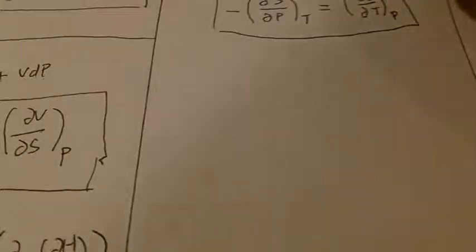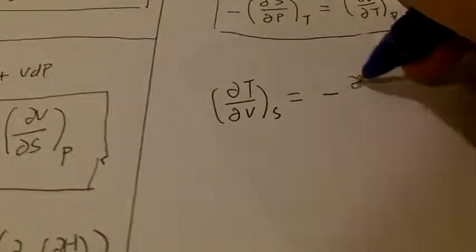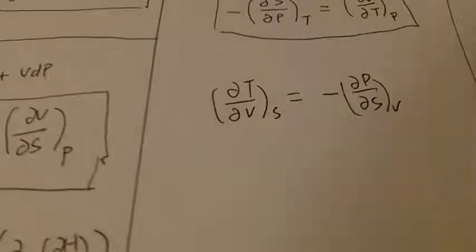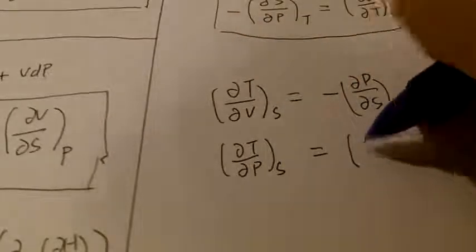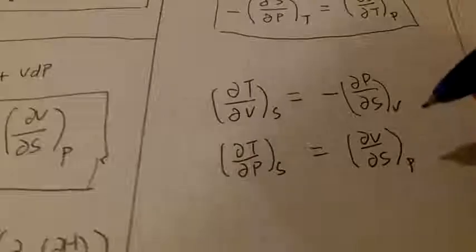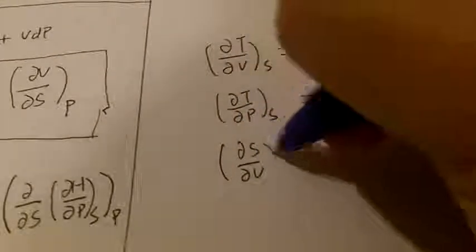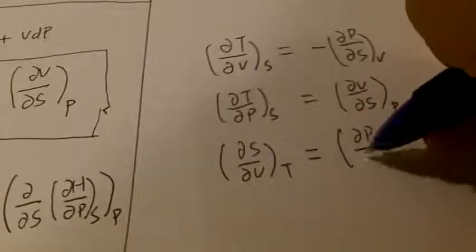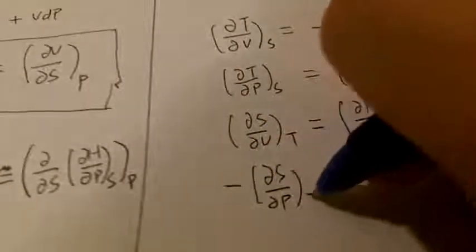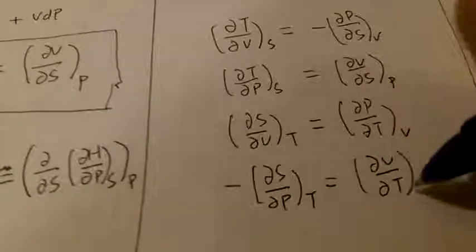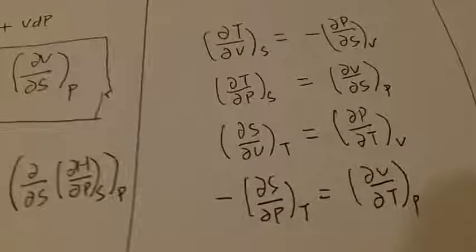At the end of the day, you will have 4 relations. Del T del V at constant S equals negative del P del S at constant V. Del T del P at constant S equals del V del S at constant P. Del S del V at constant T equals del P del T at constant V. And lastly, negative del S del P at constant T equals del V del T at constant P. These are our Maxwell relations that we just derived.